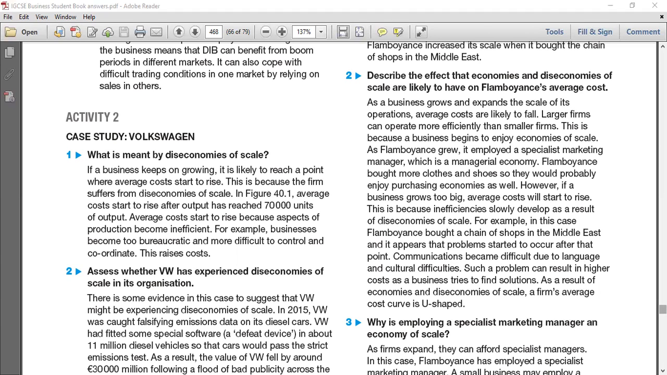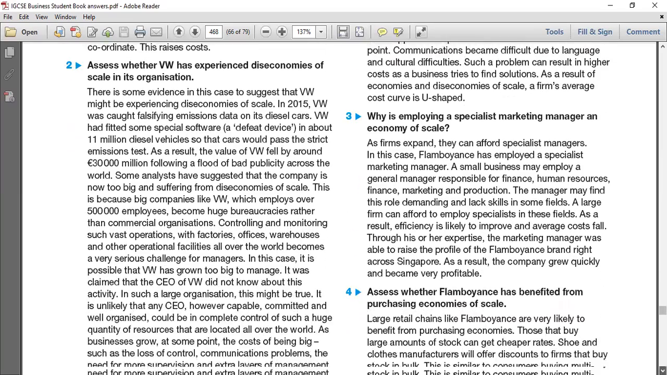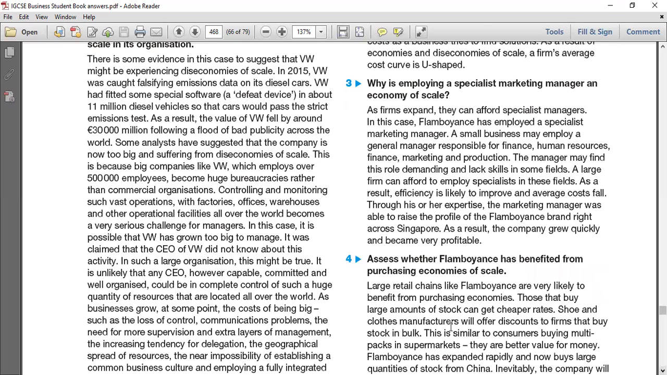6-mark question. Okay, the third question asks why employing a specialist marketing manager is an economy of scale, right? Specialist marketing manager is an economy of scale. So I'll invite Liara, can you read the answer, please? Question number 3.